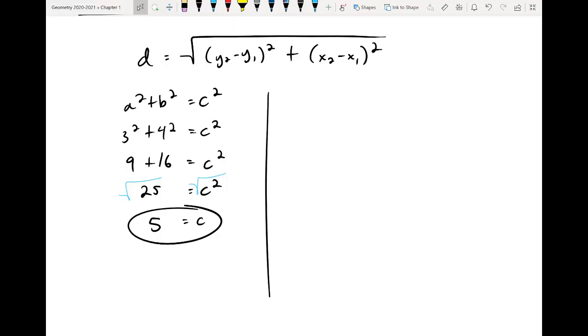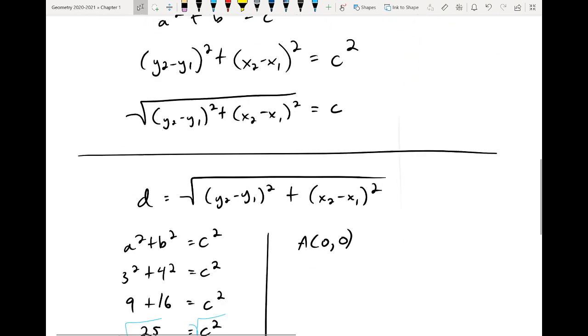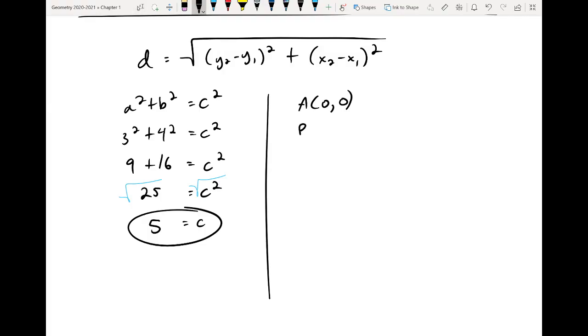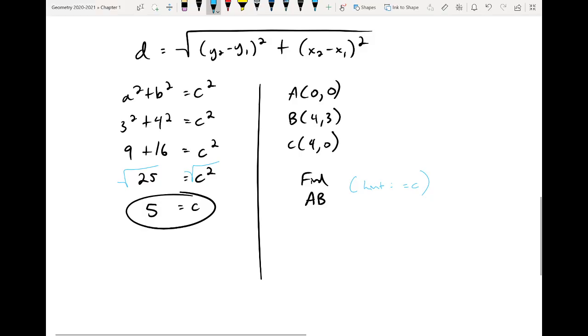I wanted to use the distance formula here just to show you that this guy works. So let me recopy those points that were up above. If you're wondering where I got them from, right, 0, 0, that's just up here. A is 0, 0, B was 4, 3, and C was 4, 0. And we want to find what C was. So we need to find the length of AB. And our hint here is that it's equal to whatever C is. So our answer we're going to get is going to be 5.